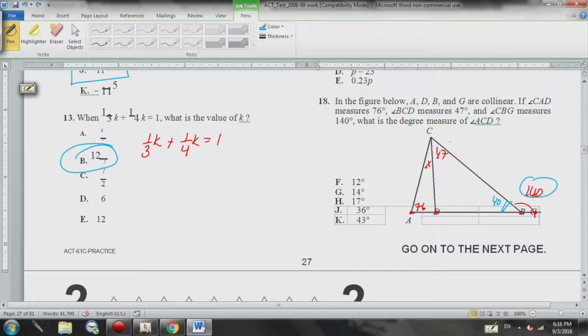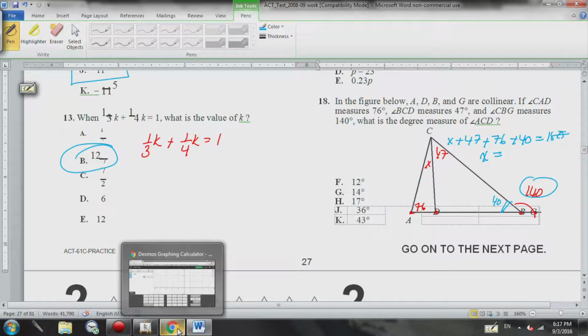So x plus 47 plus 76 plus 40 equals 180. Then you just solve for x. I forget what this comes out to be. I think it comes out to be 17. Well, let's just do it.